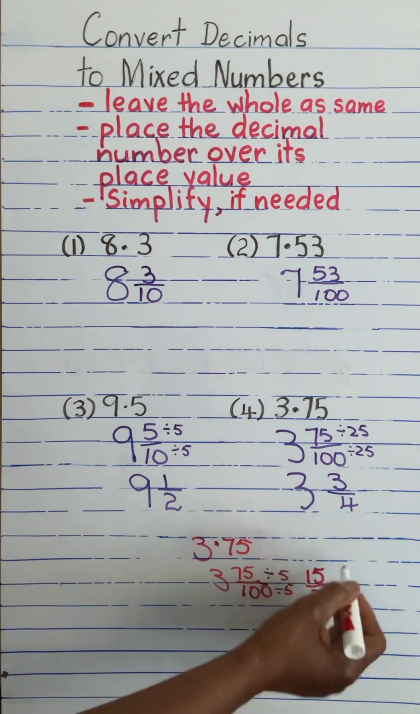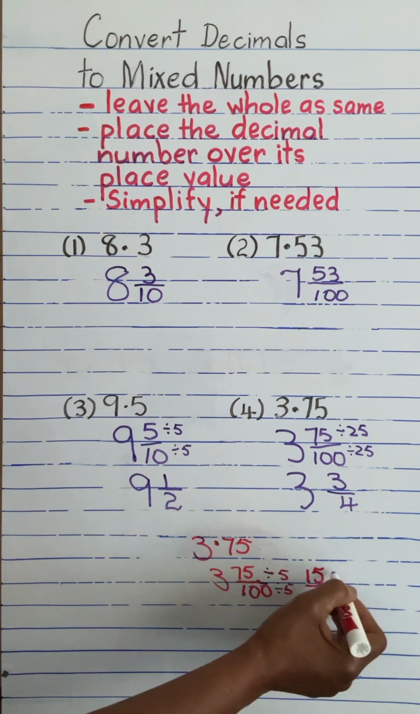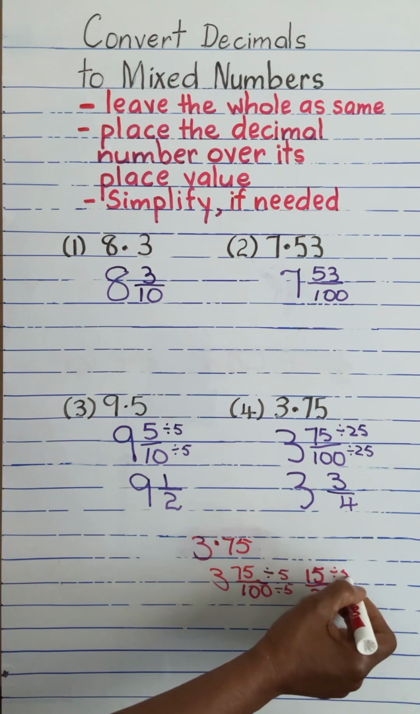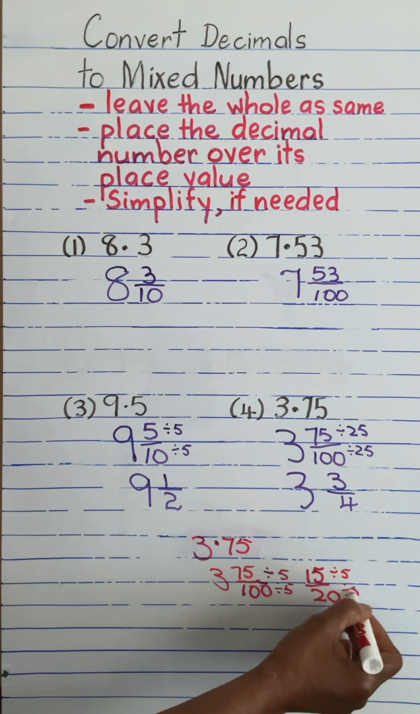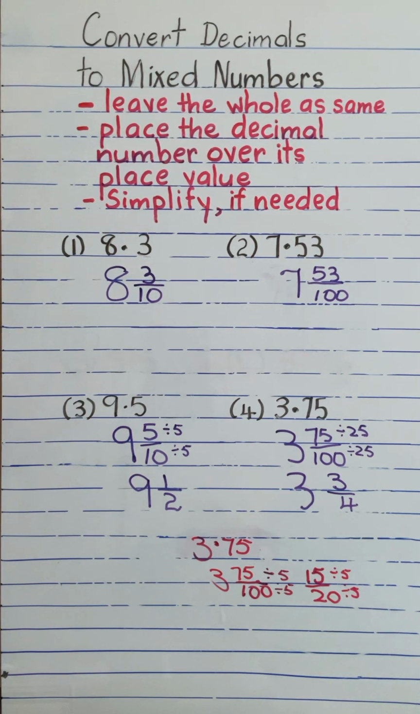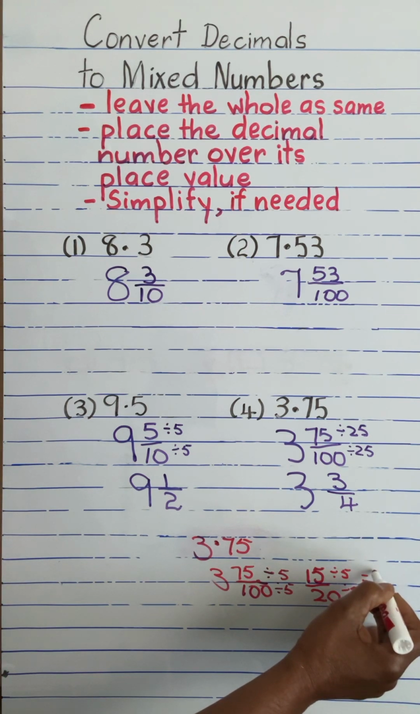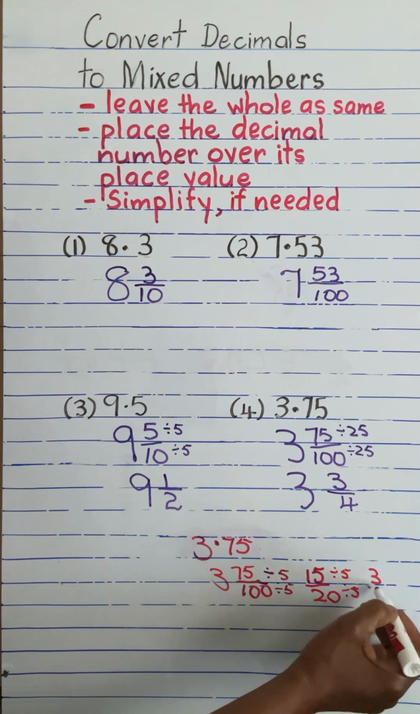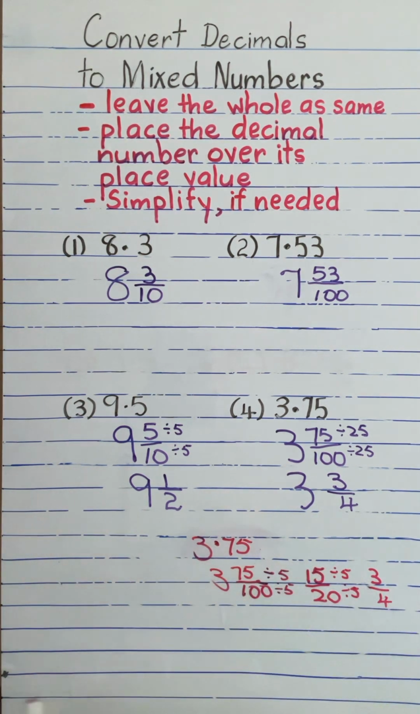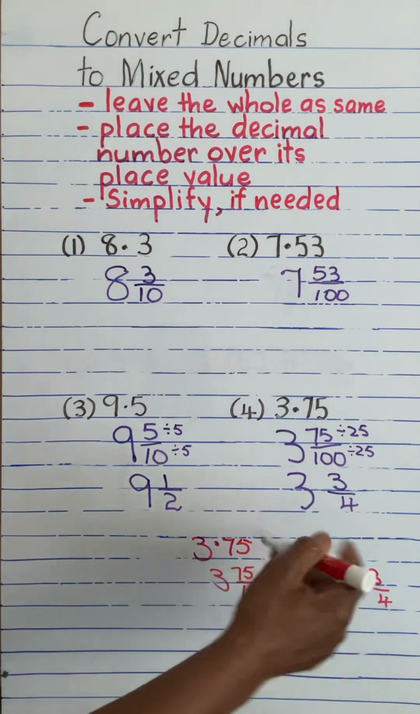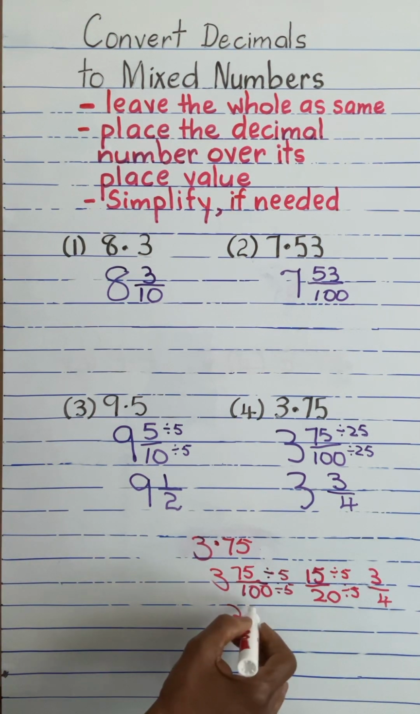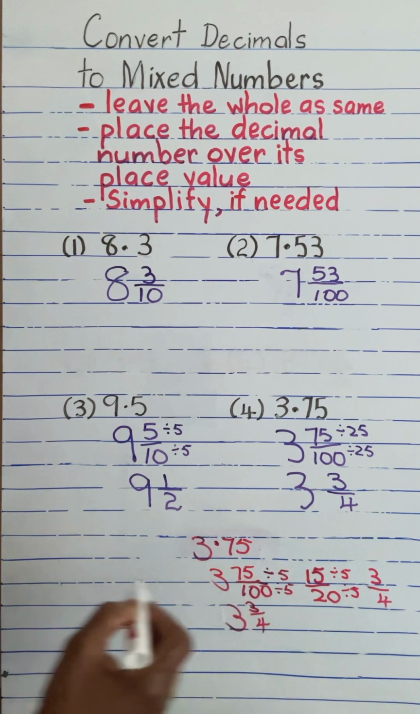And now we're going to simplify again because this is not the lowest term. Divide by 5 again. 15 divided by 5 is equal to 3, and then 20 divided by 5 is equal to 4. So here we have our 3/4, and that is how we get our answer, 3 and 3/4.